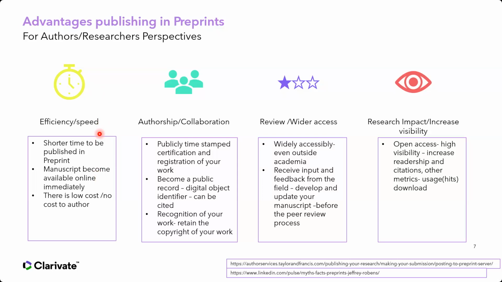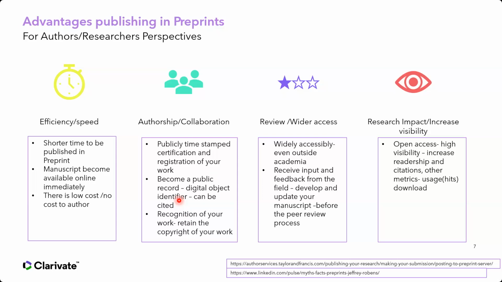And from the authorship or collaboration point of view, the moment it is published is publicly time stamped. It is a certification that this paper has been published, and it becomes a public record because a digital object identifier, DOI, is issued. With that, the paper can be cited by others because there is a DOI. So you get recognition for your work while you retain copyright of your work.